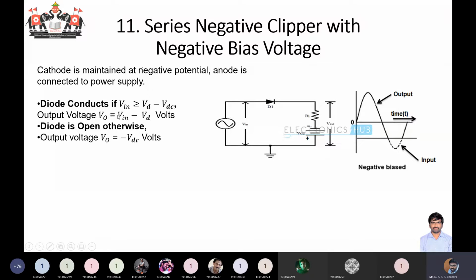So what will be the maximum voltage in the output you can observe? If the input maximum peak is at 10 volts and the diode voltage is 0.7 volts, what's the maximum peak you can observe? It is 10 minus 0.7, so it should be around 9.3 volts. If the diode is not conducting, if the diode is open, then Vout is equal to minus VDC.